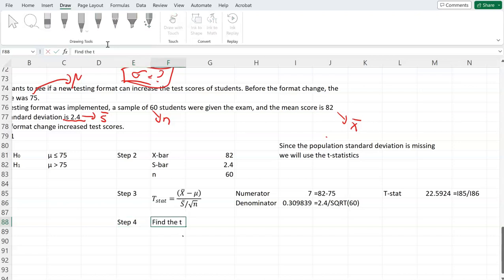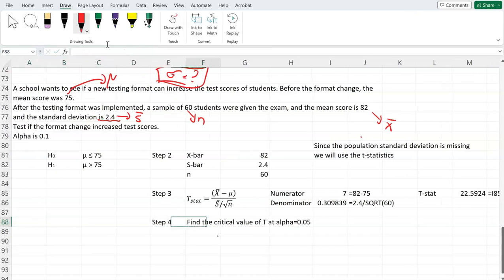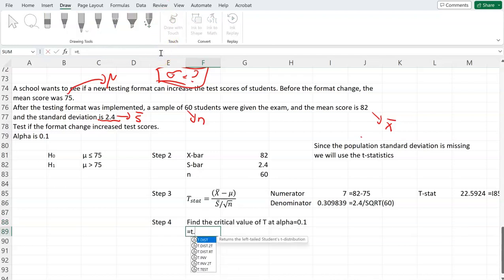find the critical value of t. At alpha, as we said, alpha is 0.05. Or no, we said alpha is 0.1. So let us write alpha equals 0.1. So in that case, I would just do t dot inv. The probability is 0.1. Degrees of freedom is going to be 60 minus 1. Since I have n is 60, I subtract 1 from it, and I get a negative value.